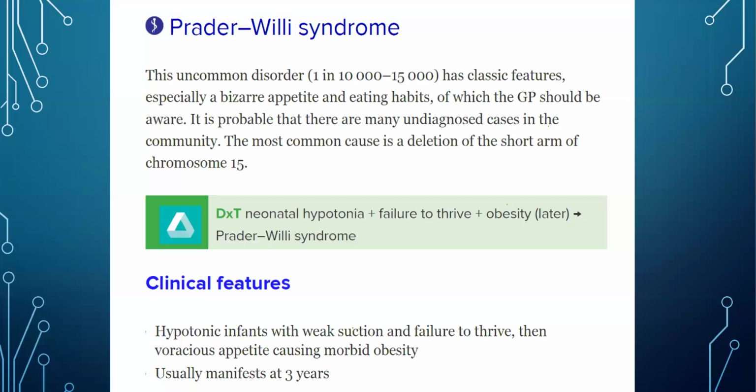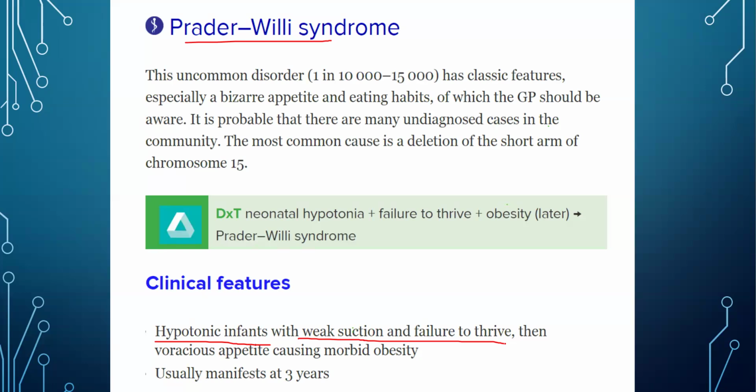Another cause of floppy baby is Prader-Willi syndrome. Very commonly comes in exam. It is a condition which has a very typical way of presentation. Initially, the child will be hypotonic with weak suction and failure to thrive. Before the onset of solids, in the first 4 to 5 months when the child is just having breastfeeding, the child will be very floppy, hypotonic, and have muscle weakness.